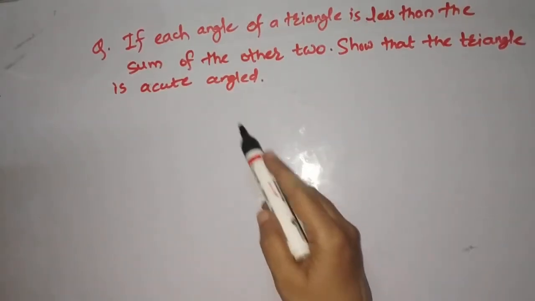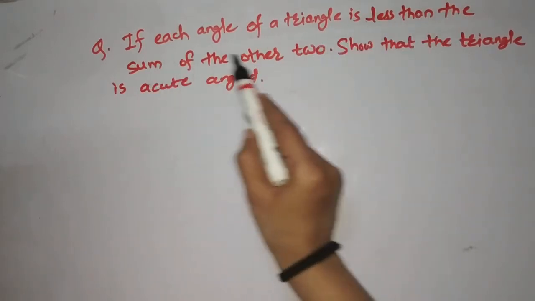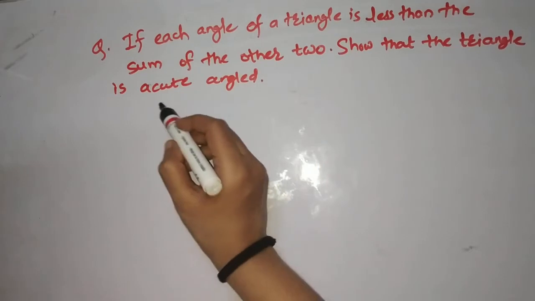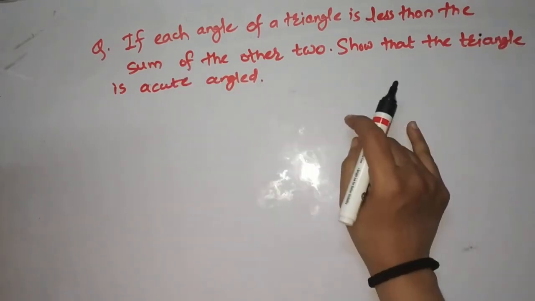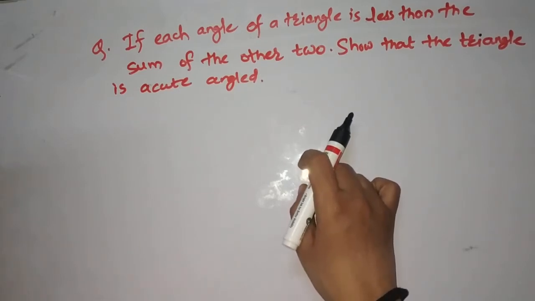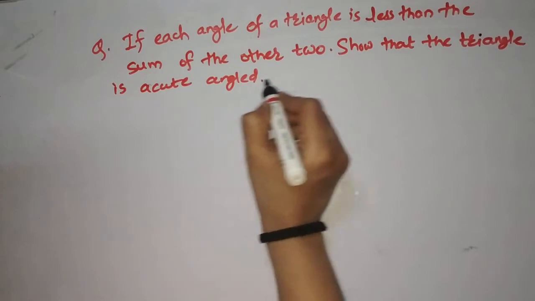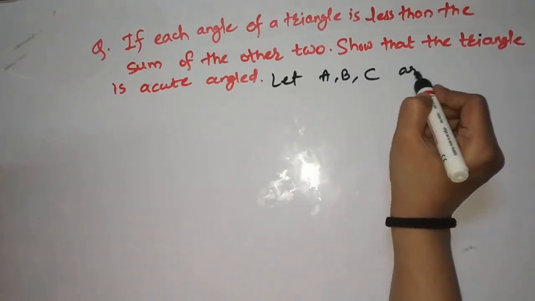So children, now the next question is: if each angle of the triangle is less than the sum of the other two, show that the triangle is acute angled. We need to prove that the triangle is acute. Acute angled means all three angles in a triangle are less than 90 degrees. So let's consider, let A, B, C be the three angles.